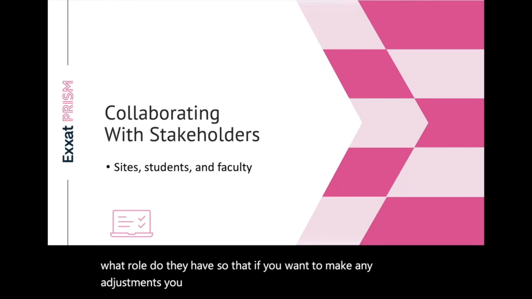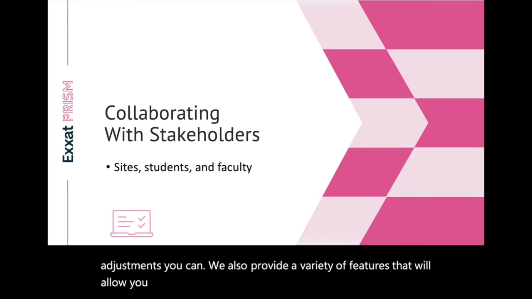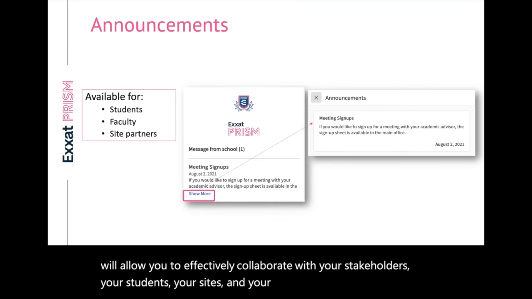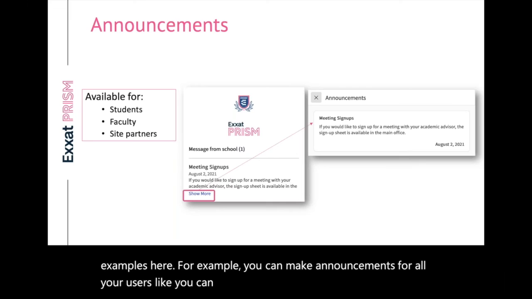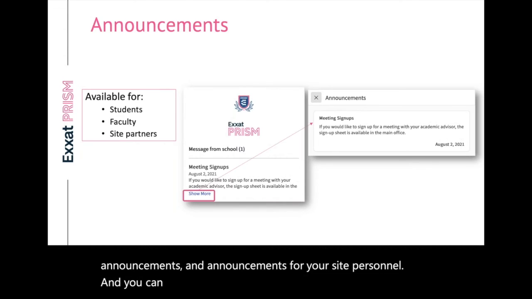We also provide a variety of features that will allow you to effectively collaborate with your stakeholders, your students, your sites, and your faculty. So I'm giving you some examples here. For example, you can make announcements for all your users. Like you can make student announcements, faculty announcements, and announcements for your site personnel. And you can configure these announcements. You can set up when you want them to go live.